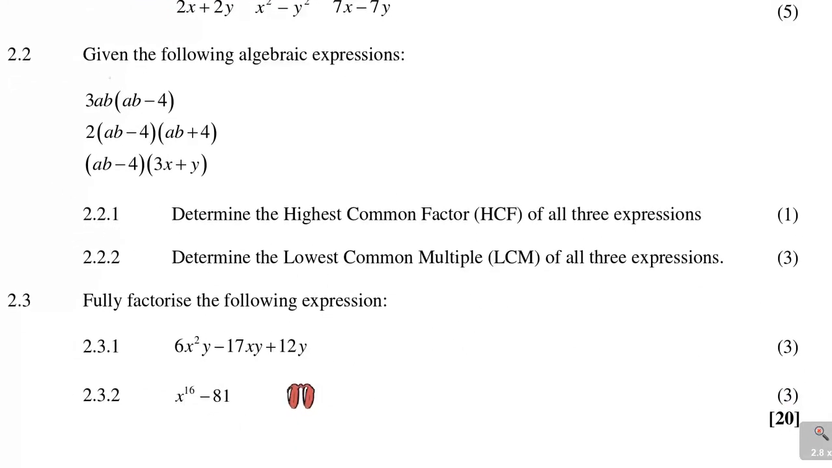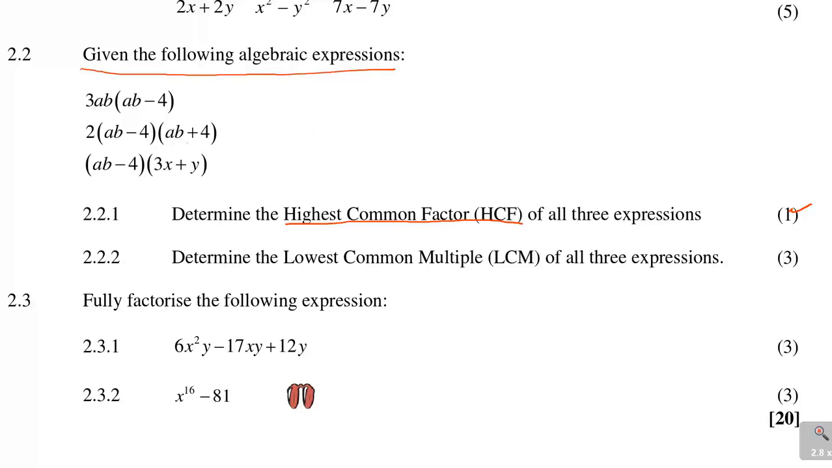Again, it's talking about given the following algebraic expressions. So they've given you now something interesting. They have factorized that, they have factorized that, and they have factorized that. So everything is factorized. Now the question is, determine the highest common factor of all the expressions. It's just 1 mark. So you're just looking and writing.